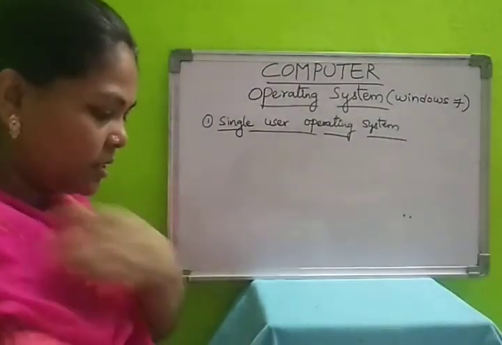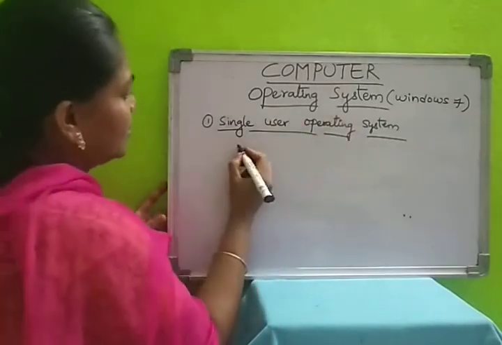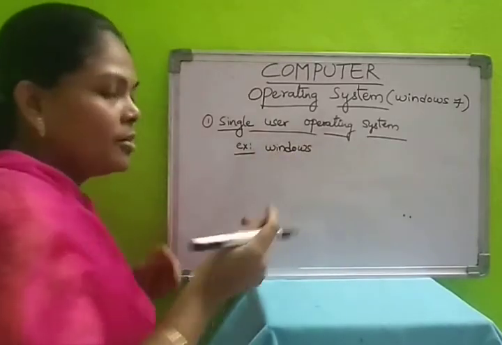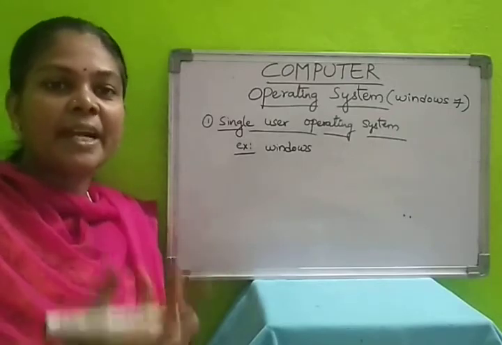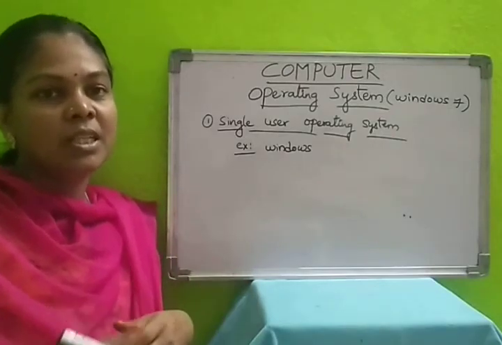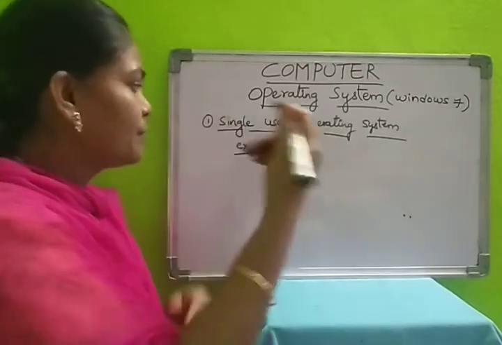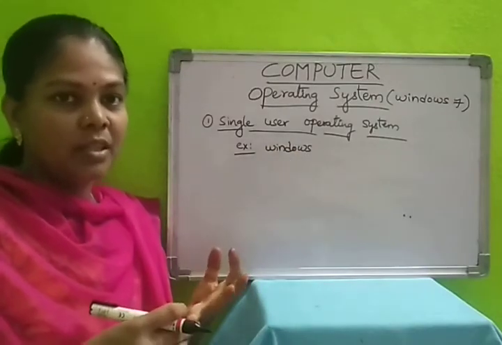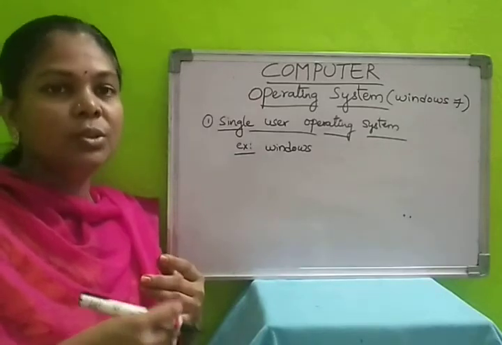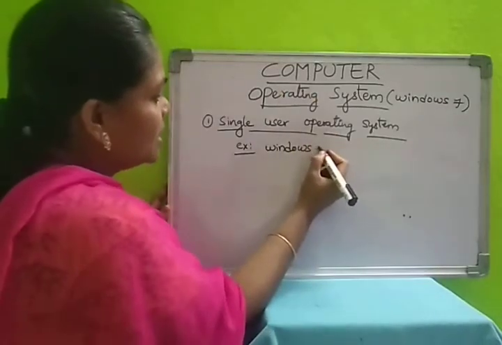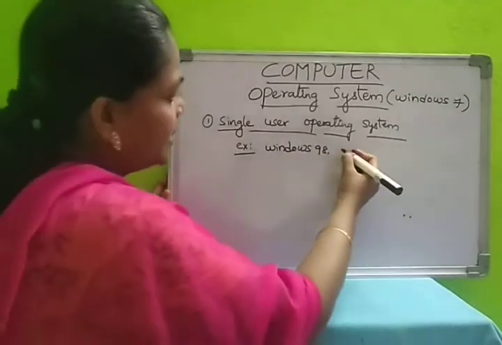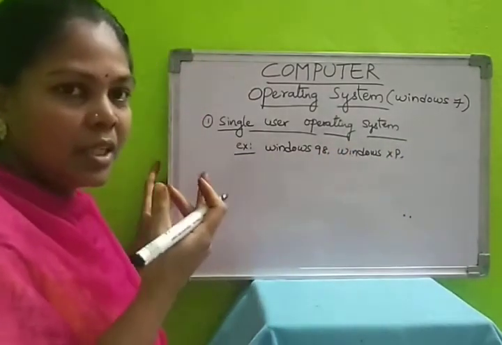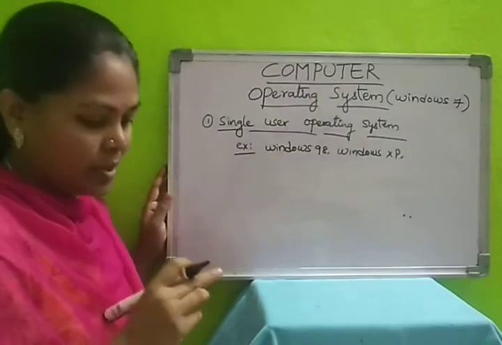The examples for single user operating system are Windows 98 and others. All these are different versions of the operating system. Versions means every time they make some changes, they add different features, extra features, and release another version. Suppose Windows 1 is released, after that Windows 7, like that. That means it has other features to use. So examples of single user operating systems are Windows 98, Windows XP. These are all different operating systems. Any operating system you can use in your computer.